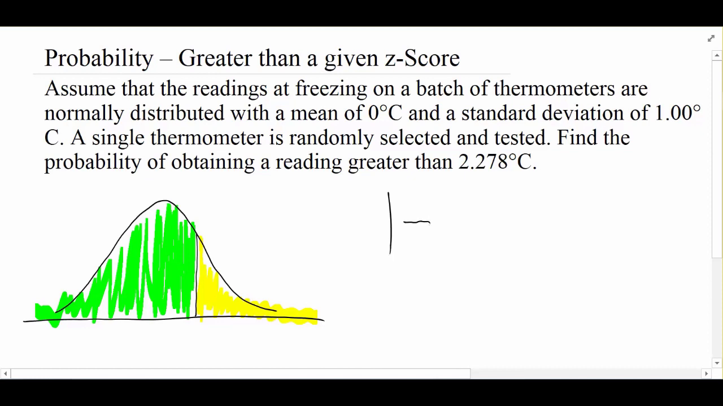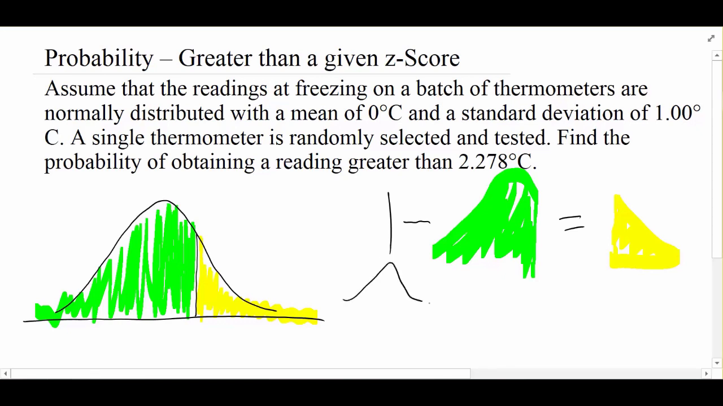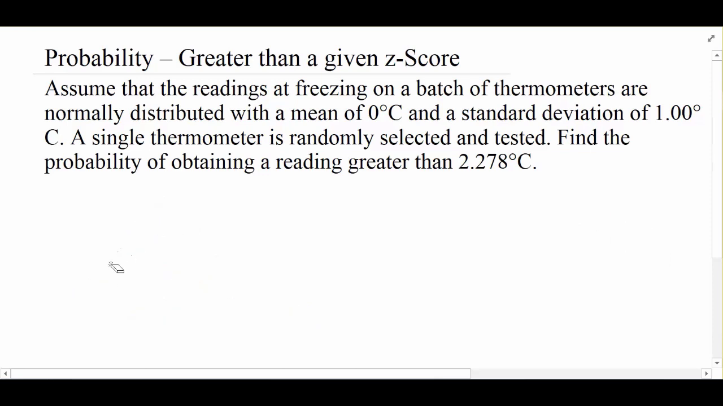So if we subtract the green from 1, that should equal the yellow that remains. And that's our basic idea because 1 would be the whole thing. So if we subtract off the green, it leaves us with just the yellow. So if our goal is to find the yellow, then we can use the table to find the green, and then do 1 minus that value in order to figure out the probability of being greater than something. So let's look at this problem now.